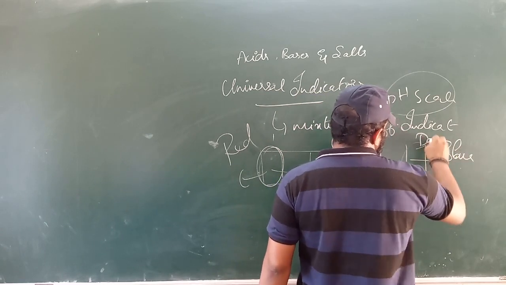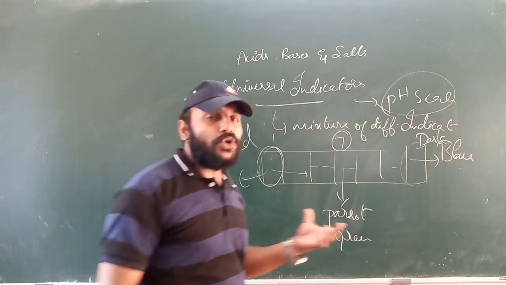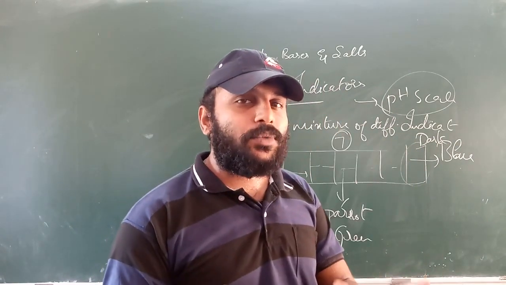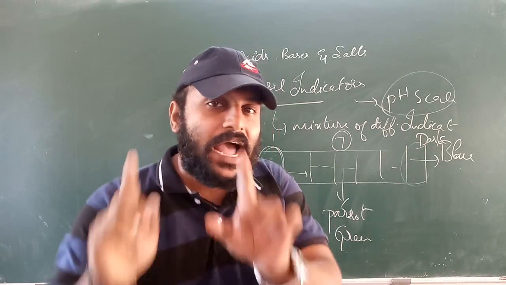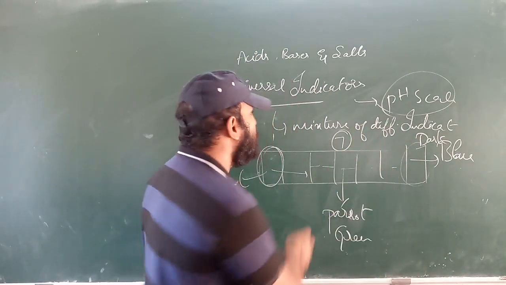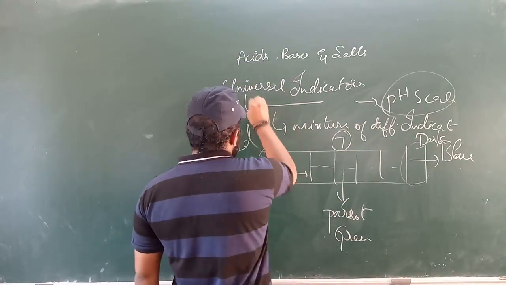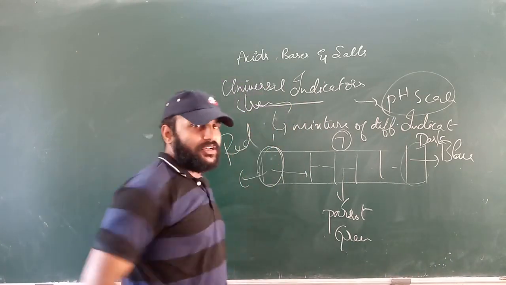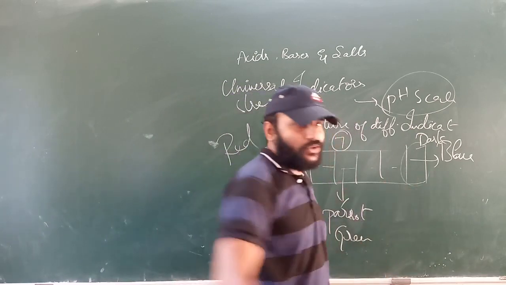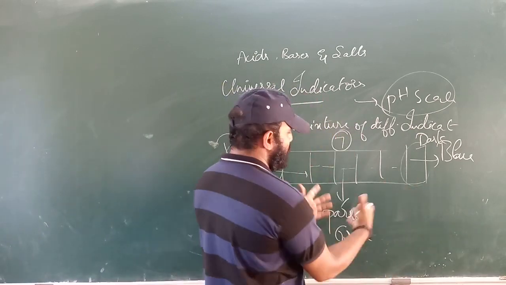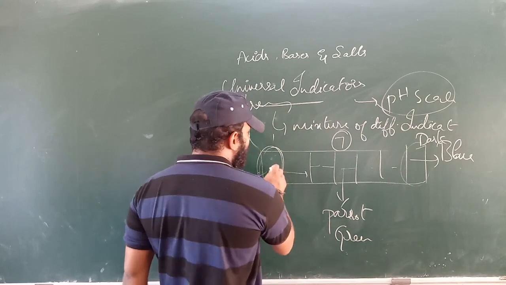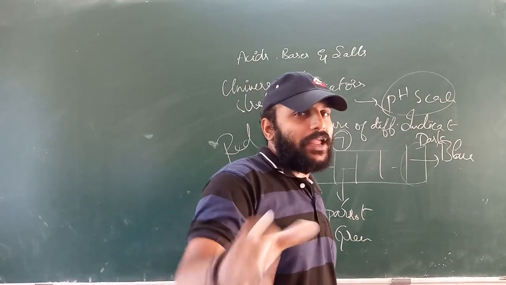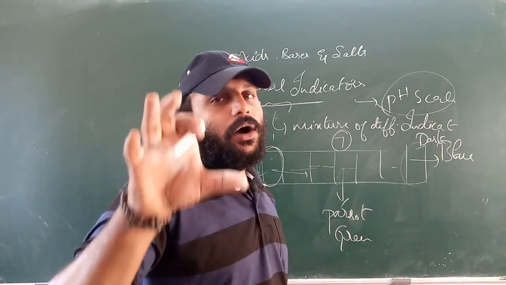So what is this universal indicator telling about? It not only says whether the substance is acid or base, at the same time it tells about the strength of the acid and base. If it is a strong acid, it will show the red color. If it is a strong base, it will show the blue color. If it is a neutral solution, it will show parrot green color. Its color keeps changing based on the concentration of hydronium ions or the concentration of OH minus ions.